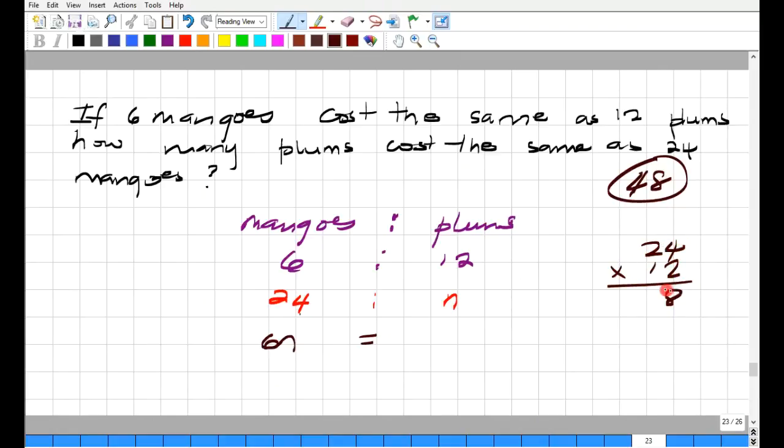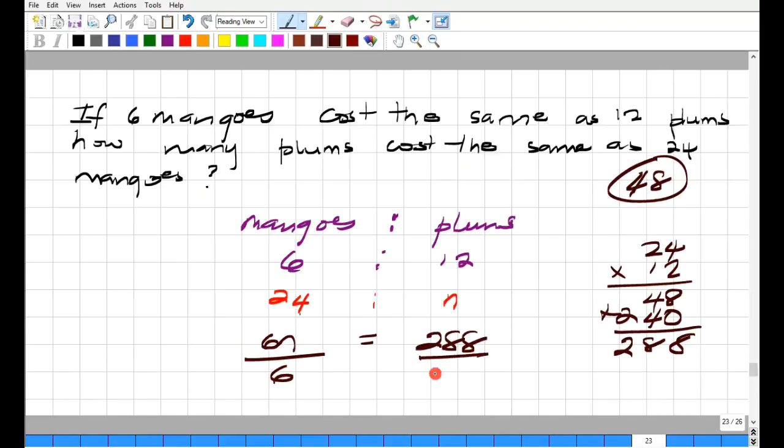2 times 4, 8. 2 twos, 4. Placeholder 1 times 4, 4. 1 times 2, 2. Add these, we get 8, 8, 2, 288.